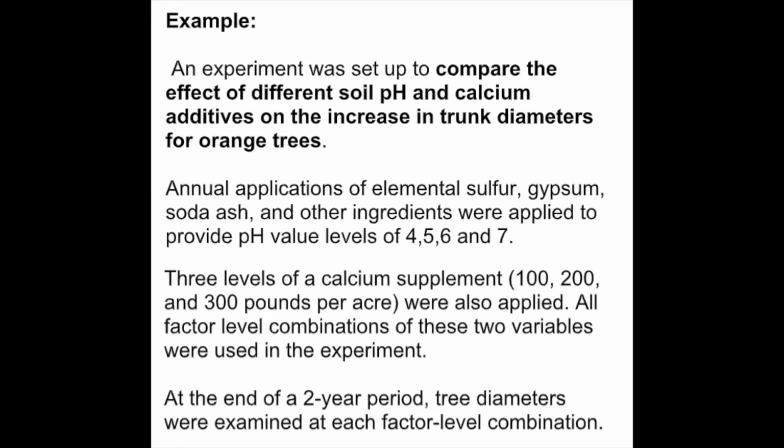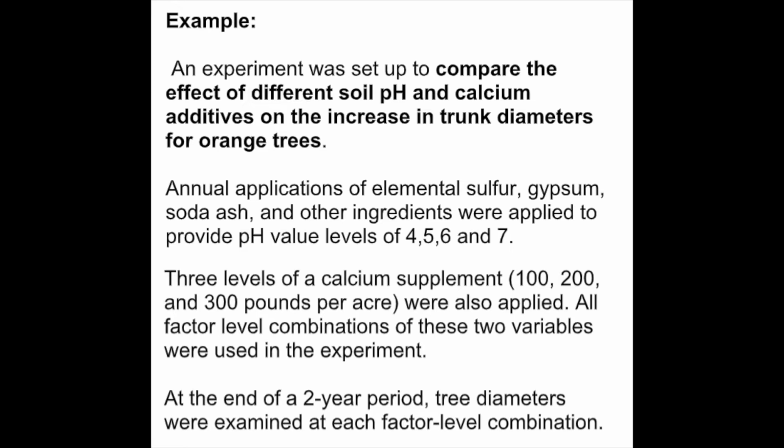So you can see the example on screen here, but in summary, we have two variables, soil pH and calcium, and we're going to analyze to see how those two variables interact and how they might have an effect on trunk diameters for different orange trees.